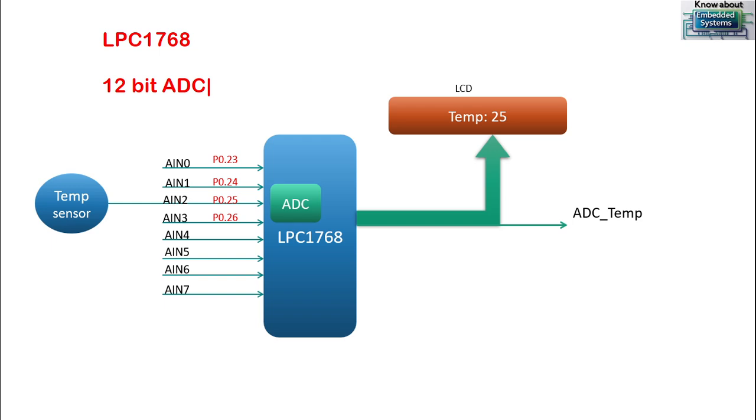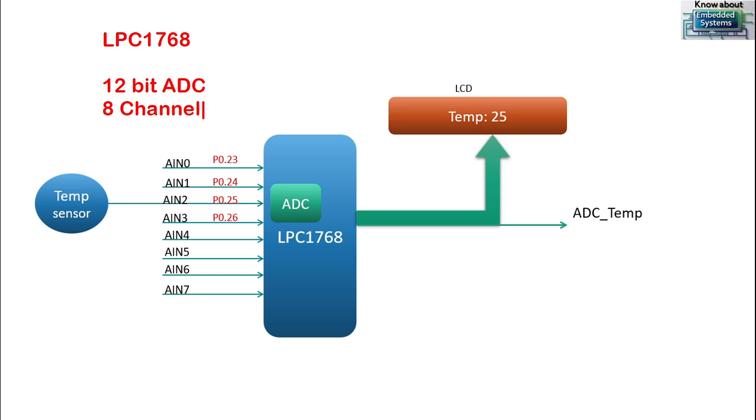So what do you mean by 12-bit? That means it will produce 12-bit resolution. And we also have an 8-channel ADC. So what do you mean by 8-channel? 8-channel means we can interface up to 8 different analog inputs.